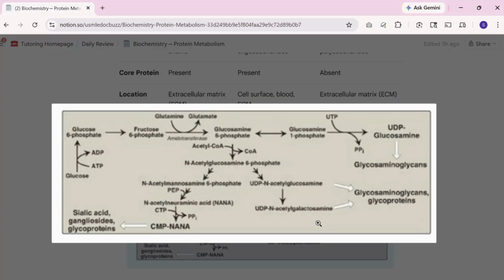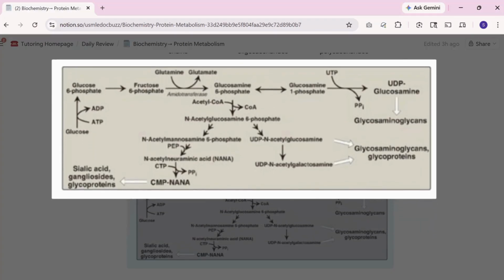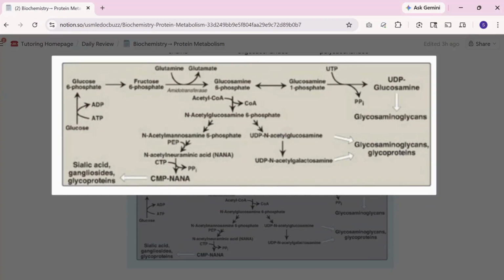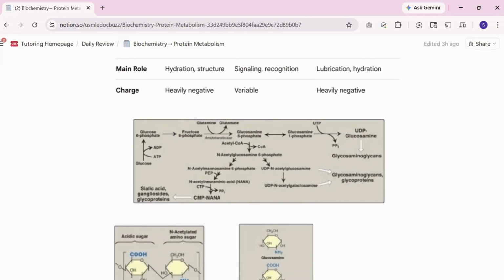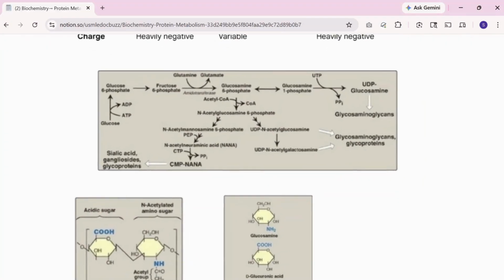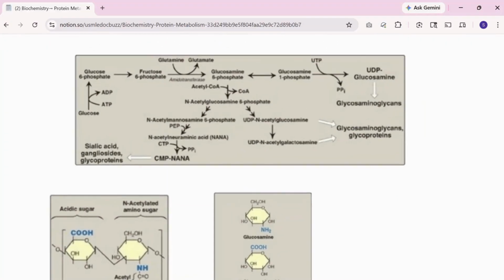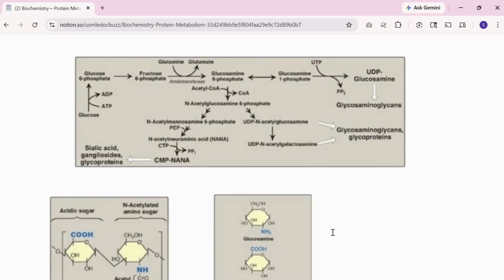Now, as you see here, this is the bond we made. This is the sugar, and then this is an N-acetylated sugar, which means this is the part which is combined to that sugar, the amino acid that is combined to that sugar. I have just made an amino acid sugar. So that's the basic bonding.